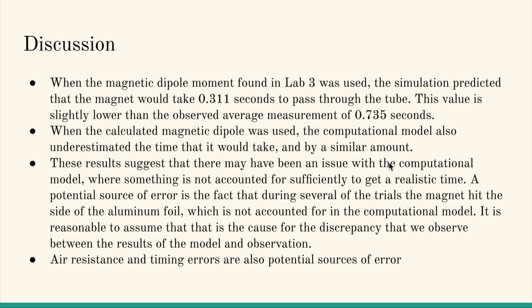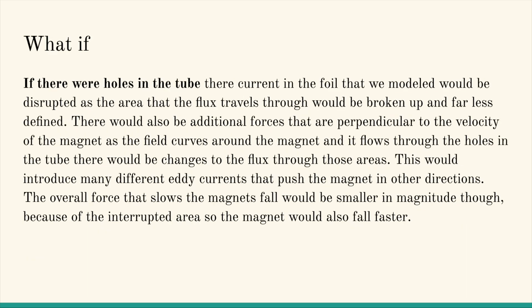This could be a result of the magnet hitting the side of the aluminum foil tube, which probably caused a lot of friction that would slow it down. That's likely the cause of the error, but air resistance and timing errors are also potential sources of error. So what if there were holes in the tube?